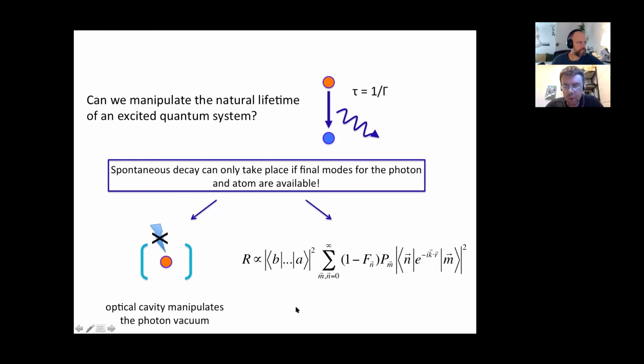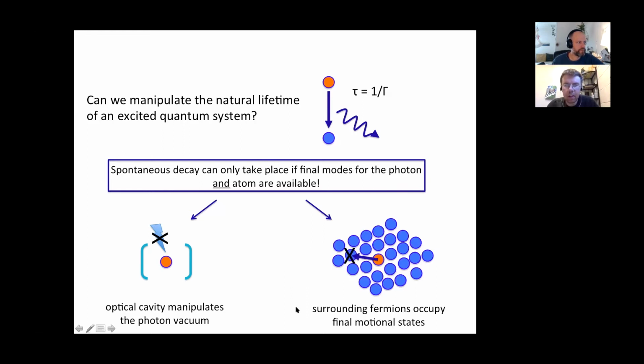In fact, once we had the ability to create degenerate Fermi gases, it was really clear that if you embed, let's say in this thought experiment, your single excited atom into a bath of ground state atoms, let's for a moment pretend it's a two-level system.